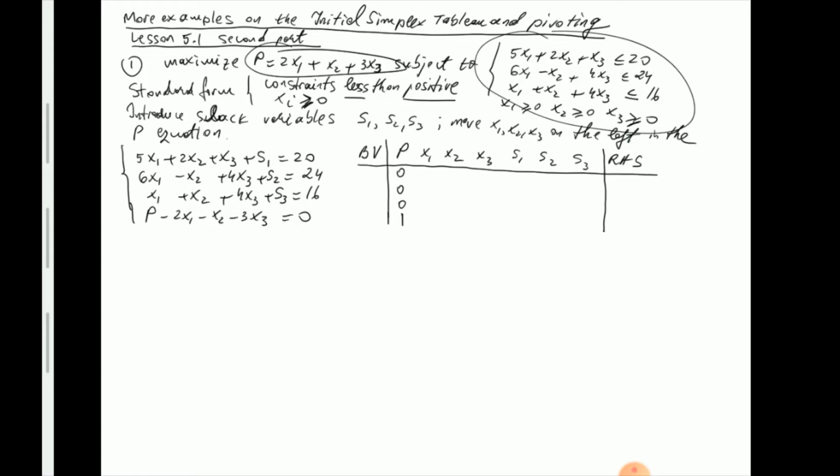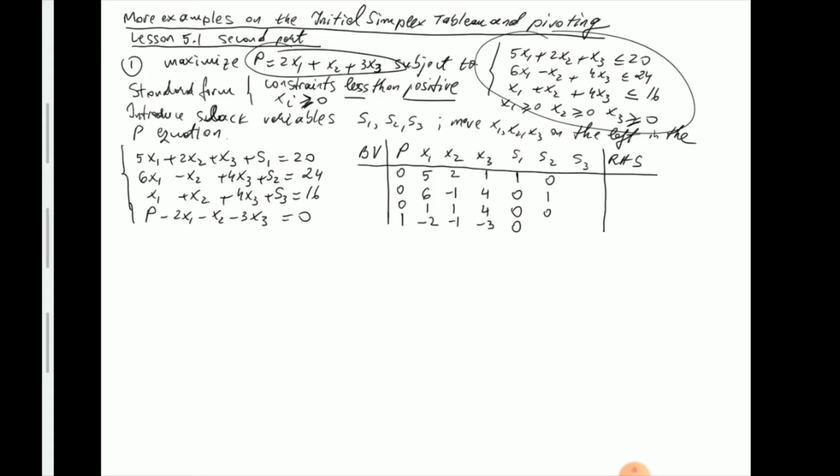Make sure you don't mismatch the coefficients. For x1, the coefficients are 5, 6, 1, and minus 2. For x2, we get 2, minus 1, 1, and minus 1. And for x3, we have 1, 4, 4 again, and minus 3. The slack variables in the beginning will be columns of the identity matrix by default, because s1 appears in the first equation, so the coefficient is 1, but it doesn't appear in the other three equations.